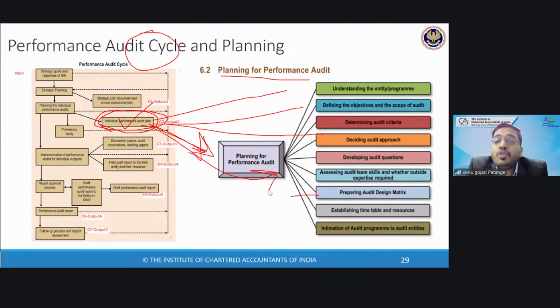What is the objective and scope of audit? Then criteria, we discussed elements, criteria of an audit, right? Then the approach. So how do you collect evidence? Whether you do a physical visit, whether you do a drone visit, whether you go and talk to beneficiaries, whether you check bank accounts. So what you will do? The approach. Then you develop questions.